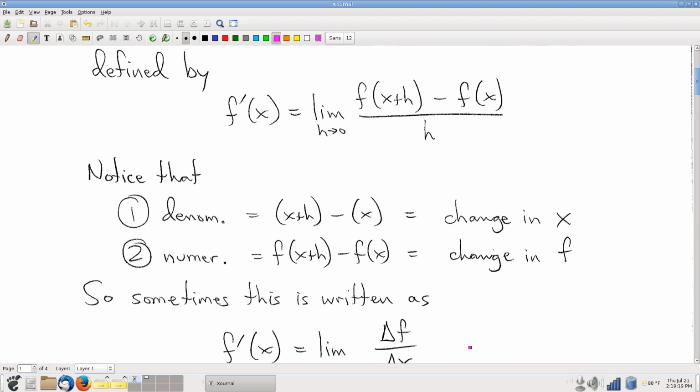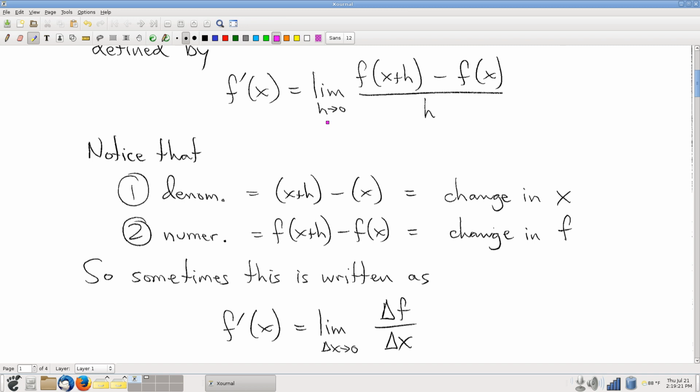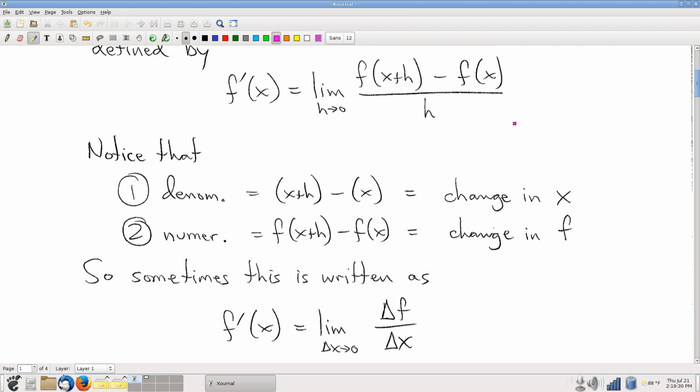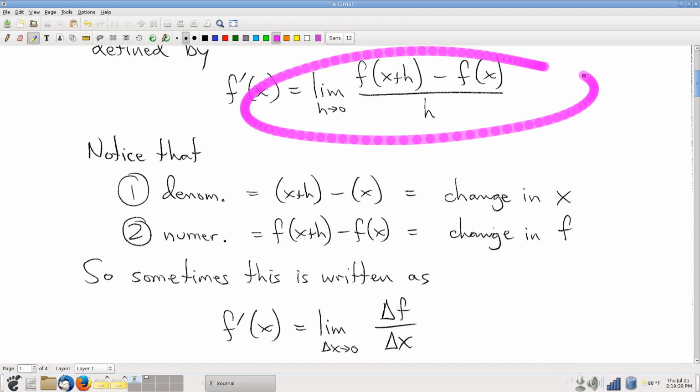And with that in mind, notice that we can rewrite this expression as that. So it's a limit of the change in the output of the function divided by the change in the input of the function as that input change approaches 0. Okay, so that's the definition of the derivative.